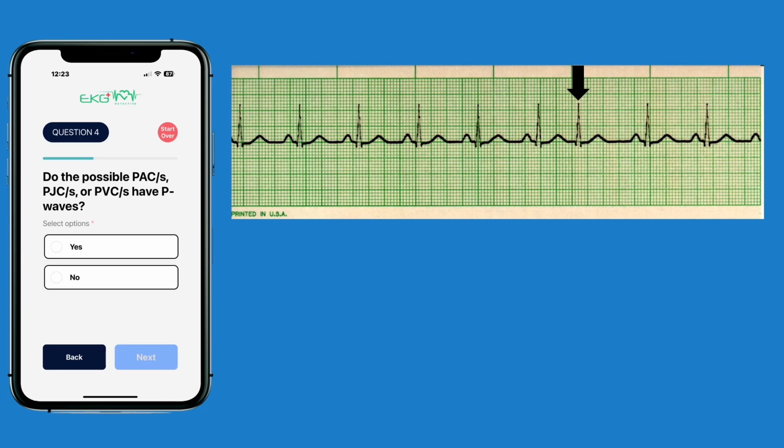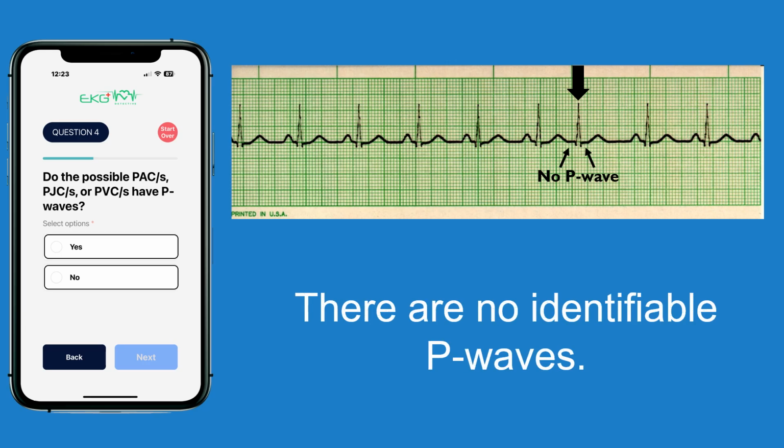The last and third possible pathway that we could be moving down is where the P wave is not visible either before or after the QRS complex and is going to be hidden in the QRS complex. So for this specific example, when we're looking at do the PACs, PJCs, or PVCs have P waves, we will select no, and then we will hit next to go to the next screen.